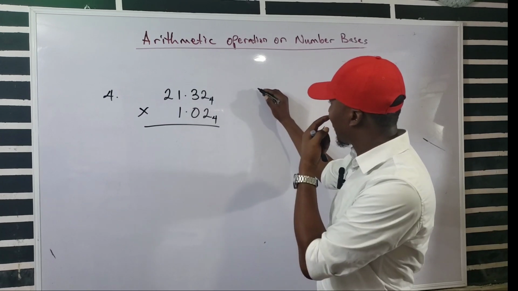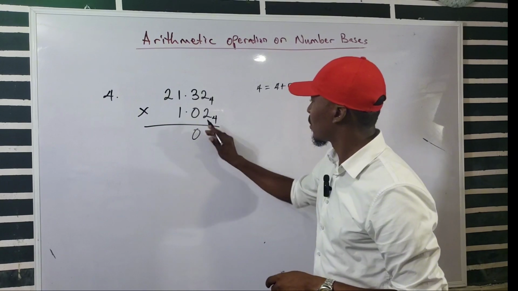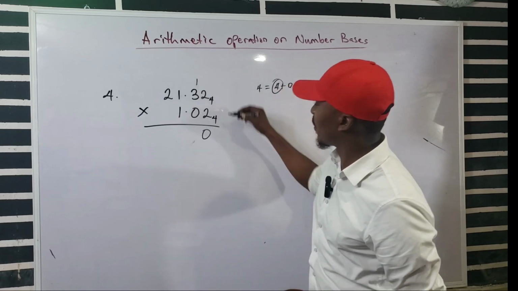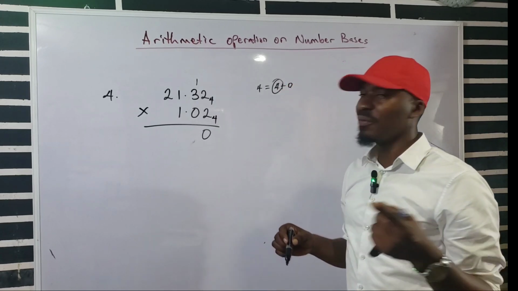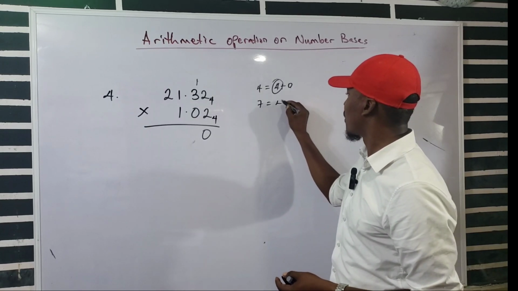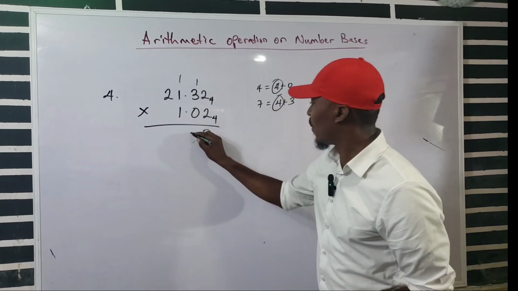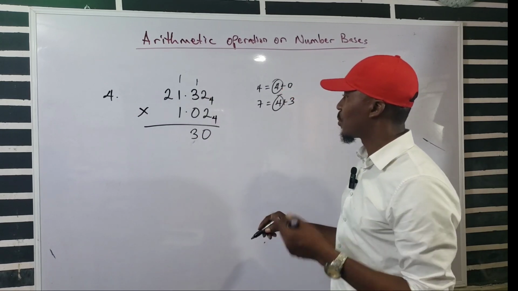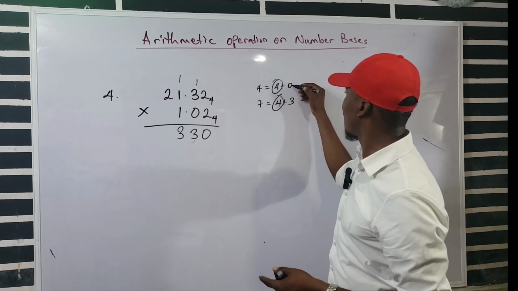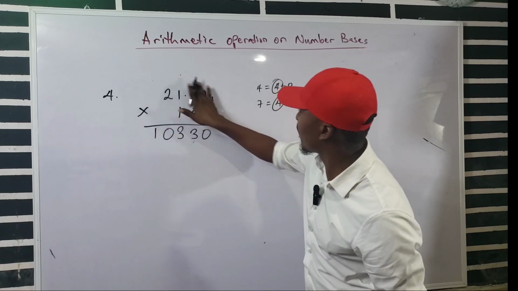2 times 2, that will give us 4. That will give you 4 plus 0. So we write what? 0. And take 1 four. So add that 1 four here. 2 times 3, that will give us 6. 6 plus the one that we put here, that will give us 7. So 7 will give us 4 plus 3. We take 1 four, we put it here, then we write our 3. 2 times 1, 2 plus 1, 3. 2 times 2, 4. The same thing happened here, 0. We take 1, we put it down. So we are done with the first digit.